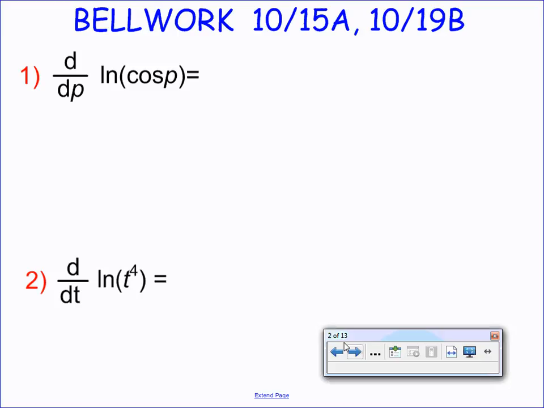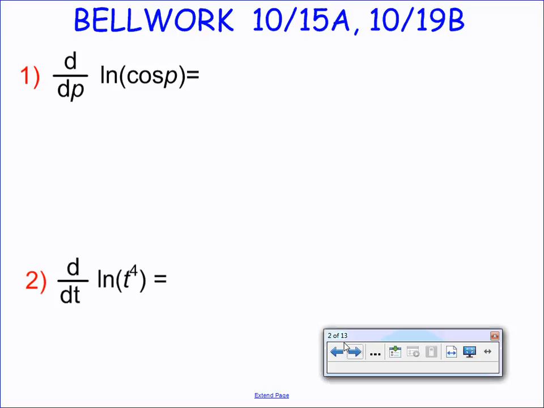Logarithmic. Logarithmic, I would agree. This is ln of cosine of p. And so my overall outer function is logarithmic. So I'll start out with my rules for differentiating a logarithmic function. That's just 1 over the function. In other words, the derivative of ln of x is just 1 over x.